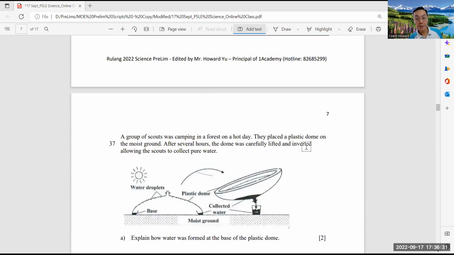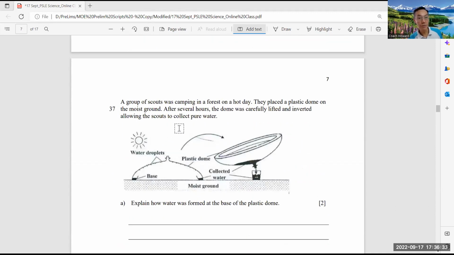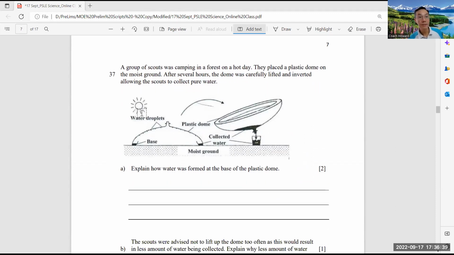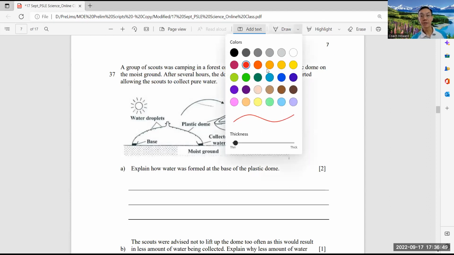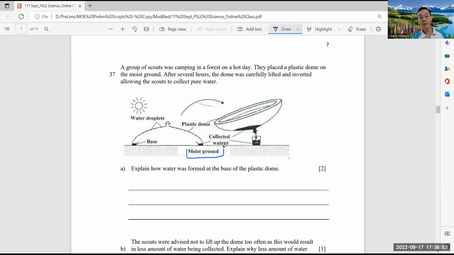Okay, can I check, does your paper have this question? Have, right? 37. Okay, good. 37 is actually a water collection device used by the scouts or maybe the soldiers. So you can see this part, I want you to annotate. Because if you don't annotate here, you may miss out this one, moist ground. Moist ground means contain water. And then I want you to annotate the sun also.